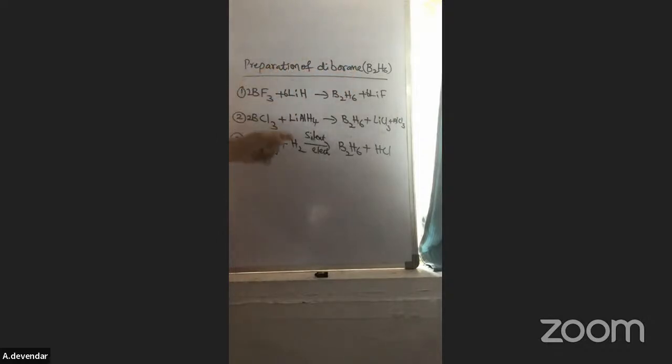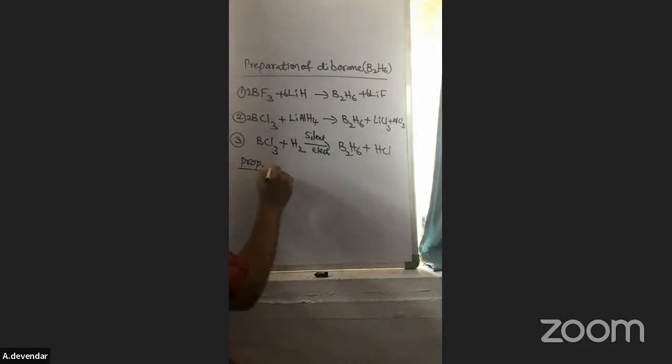So we are done with the preparations. These are about the preparations of diborane. Coming to the properties. Here only I can write the properties as well. From the examination point of view, they ask the preparation as well as the properties. First is combustion, that means burning in the presence of oxygen. When diborane is burning in the presence of oxygen, that is the first property, combustion.